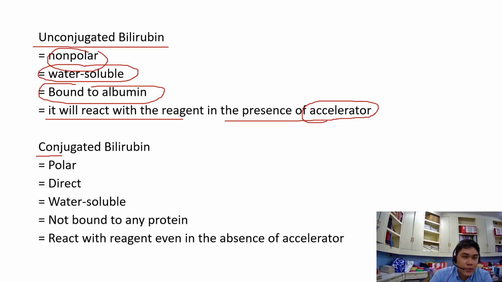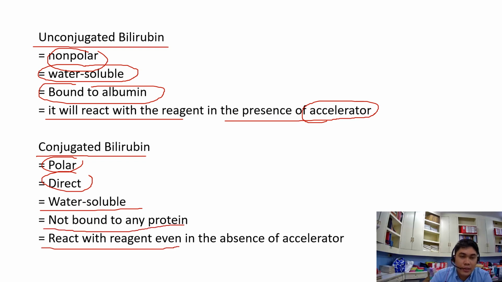Then next is the conjugated bilirubin, or B2. So it is polar, direct, because it will directly react with the diazo reagent. And it is water soluble. So unconjugated is water insoluble. This one is water soluble and not bound to any protein. So it reacts with the reagent even in the absence of the accelerator.